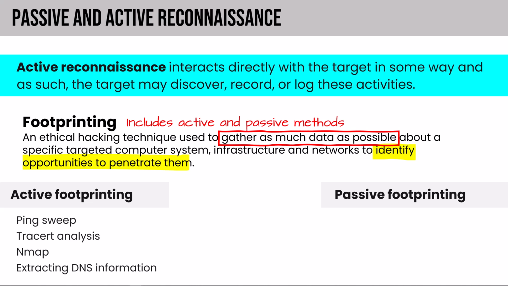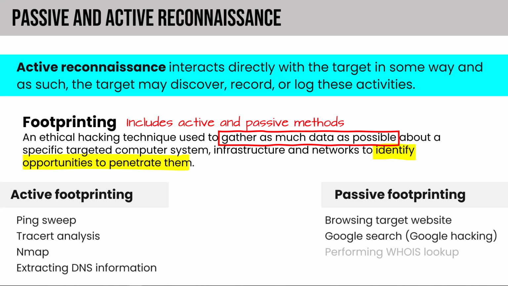Passive footprinting: browsing the target website, a Google search, performing a whois lookup, visiting some social media profiles. With some simple Google hacking called Google dorking, we can often find a lot of information about a potential target, including a lot of the technologies they're using inside that organization for some of their core business services or even customer-facing applications.